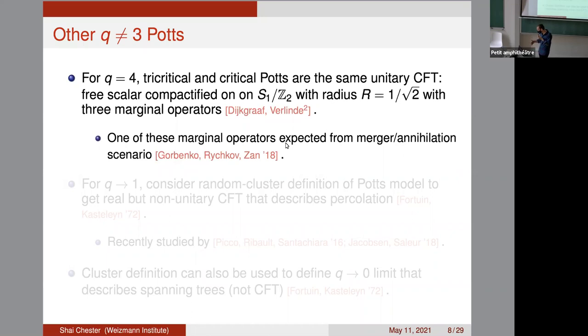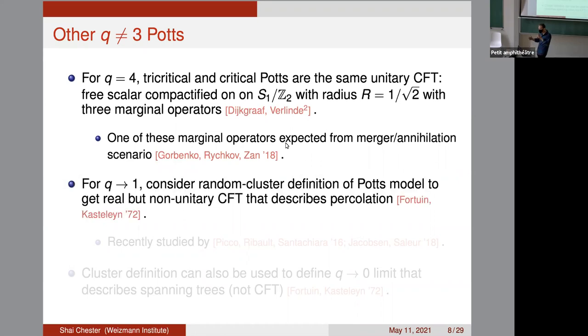As noted by Slavin in his recent paper, you can think of one of these marginal operators as the one expected from the merger and annihilation scenario, because one of the marginal operators is a singlet under S4, whereas the other ones are charged. So that's kind of the biggest value of Q you possibly care about. Above Q equals 4, these are all just first order phase transitions, so us conformal people don't care about them.